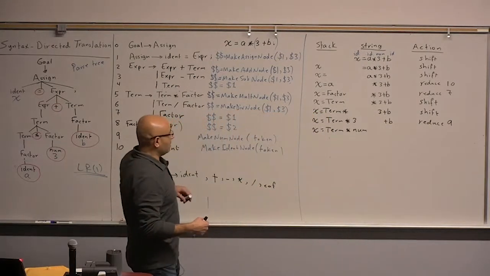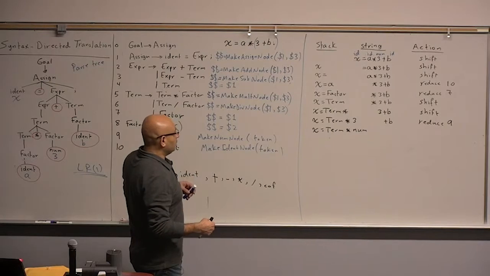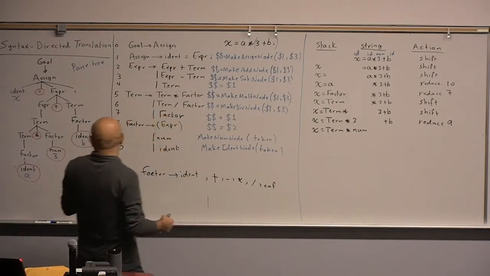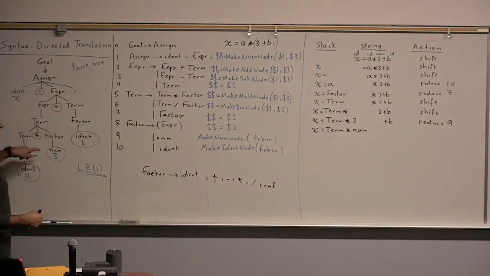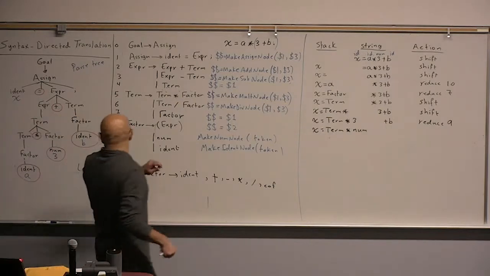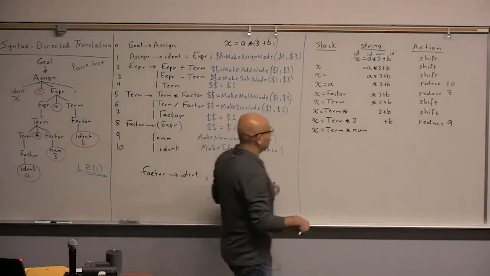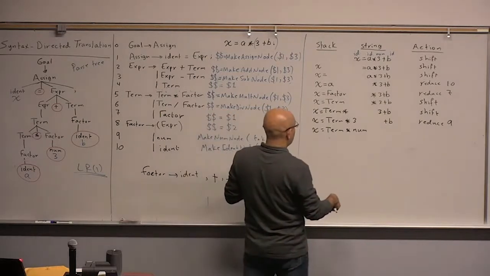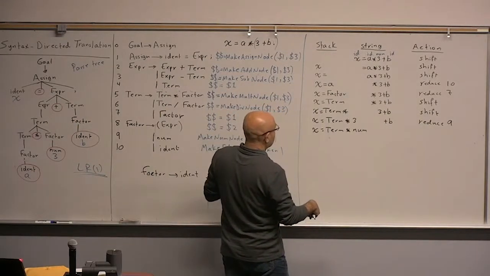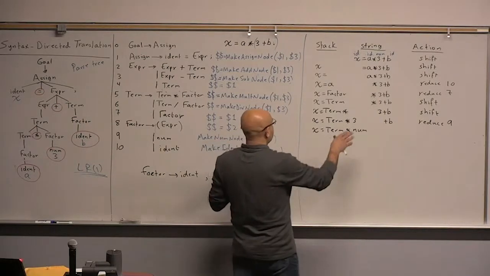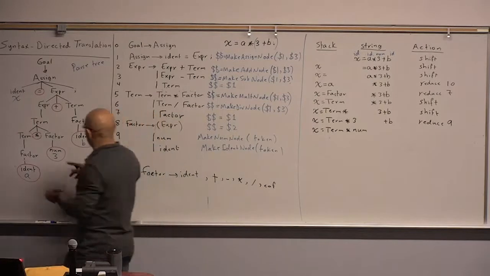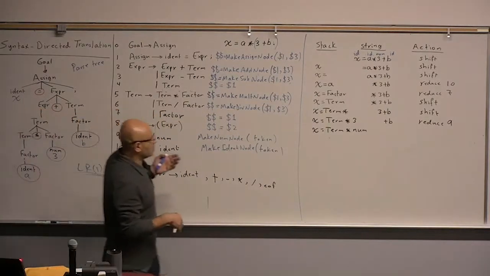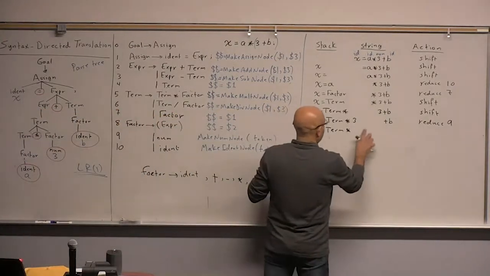OK, so now we have the plus, and we reduce the 3 to a number. Then we reduce the number to a factor. Isn't 3 already a number? Because we didn't reduce the a to an ident first. In fact, this is not even a reduction. So 3 to a number is not even a reduction. So 3 is reduced to a factor.